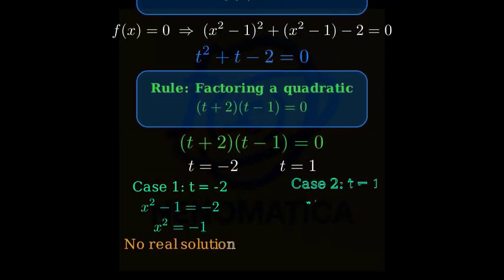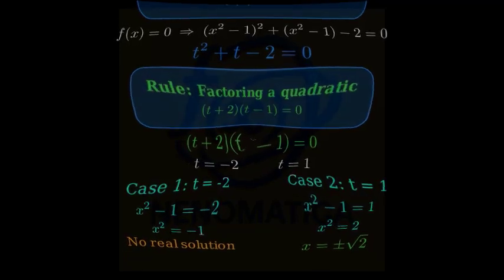Step 4. Back substitution to x. For t equals negative 2, x squared minus 1 equals negative 2. So x squared equals negative 1, which has no real solution. For t equals 1, x squared minus 1 equals 1, so x squared equals 2. Taking square roots gives x equals plus or minus square root of 2.